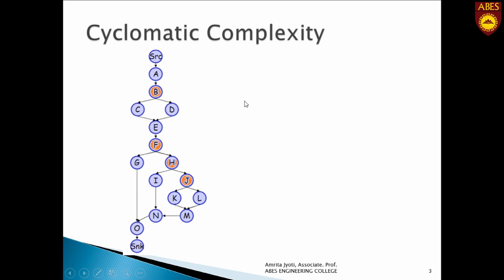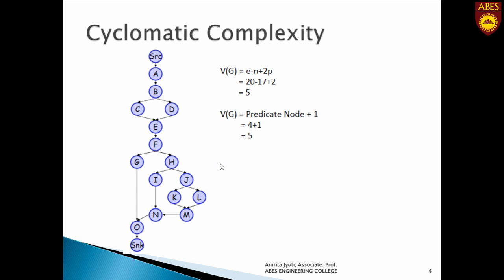In the second method, we count the decision nodes, the predicate nodes, where we have to take the decision about the true or false value. In this case, B, F, H, J are the predicate nodes. That means 4 predicate nodes, so we can calculate the cyclomatic complexity with the help of this method. That means 4 plus 1, predicate nodes plus 1. Again it's 5.